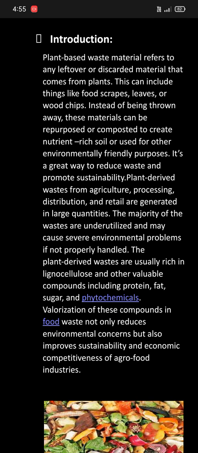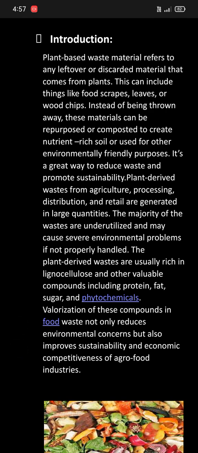The term plant-based waste material is often associated with sustainability and eco-friendly practices, as these materials are biodegradable and can be composted to enrich soil. Additionally, efforts to reduce reliance on non-renewable resources may involve utilizing plant-based alternatives, contributing to more environmentally friendly waste streams. Examples of plant-based waste material include kitchen scraps, yard trimmings, and agriculture residue.